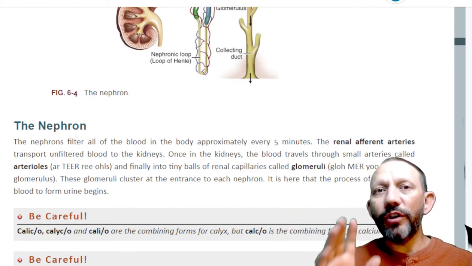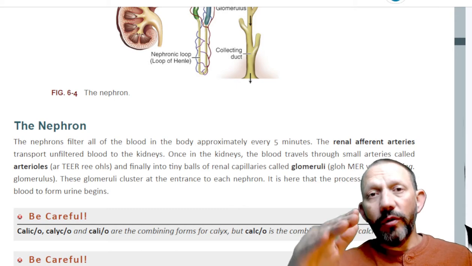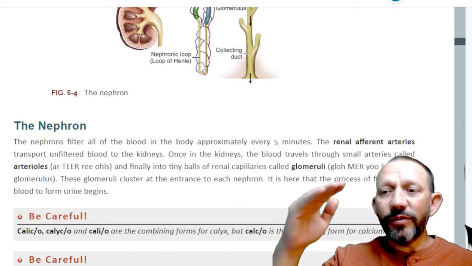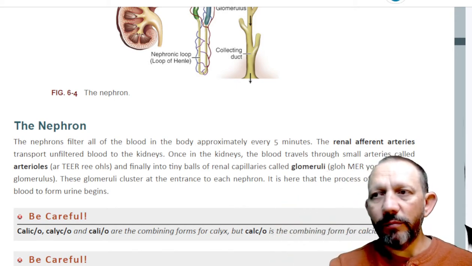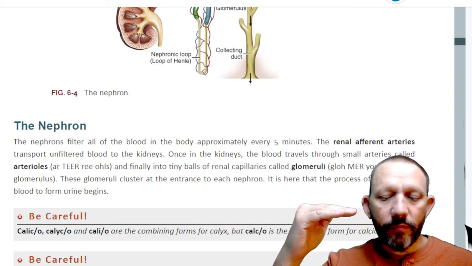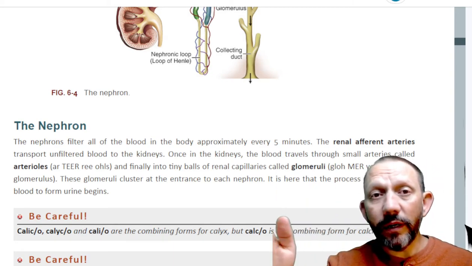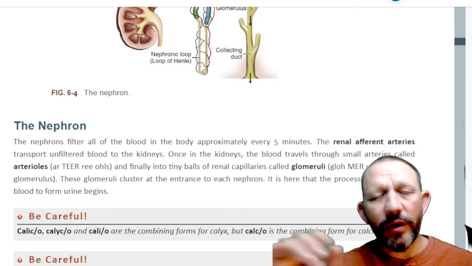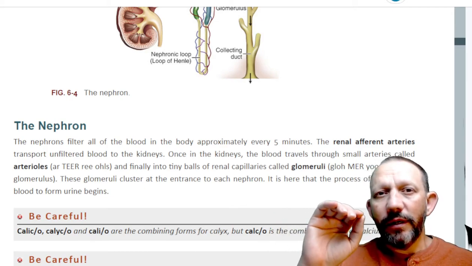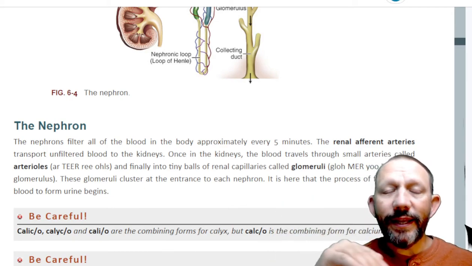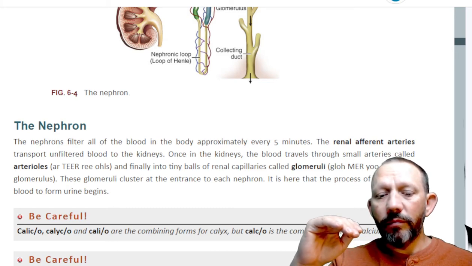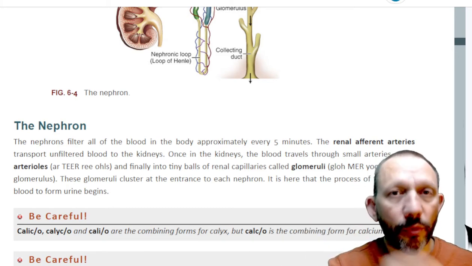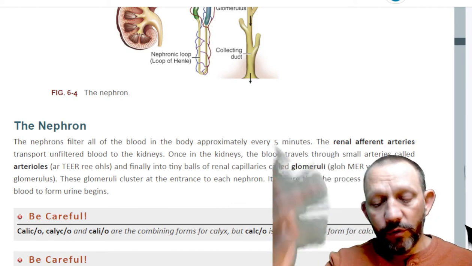Now, if things get through that shouldn't, like sugar or blood or pus, those have different names, okay? Pyuria is pus in the urine. Hematuria is urine that has blood in it, and glucosuria has glucose in the urine.